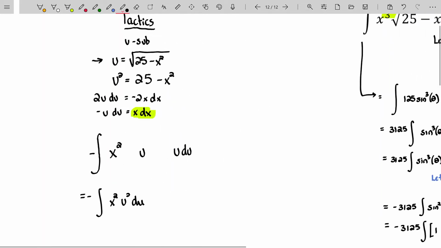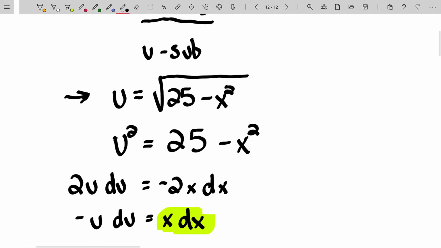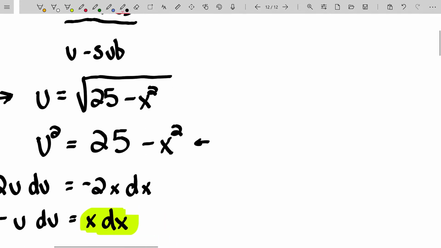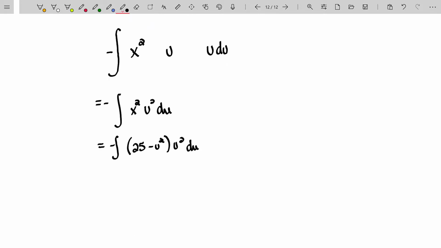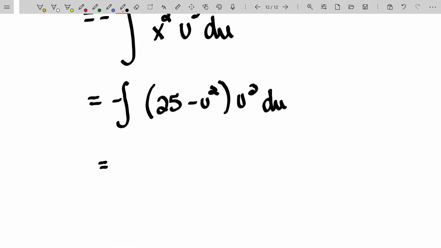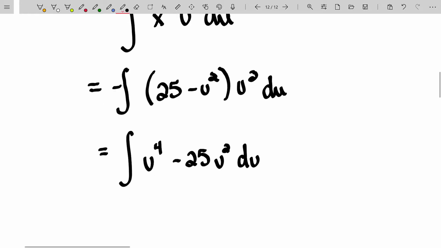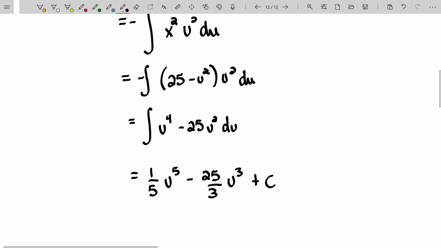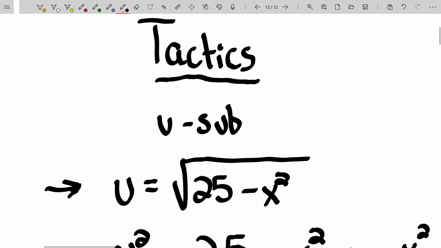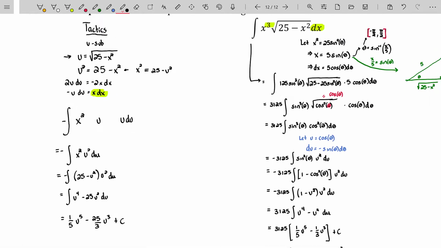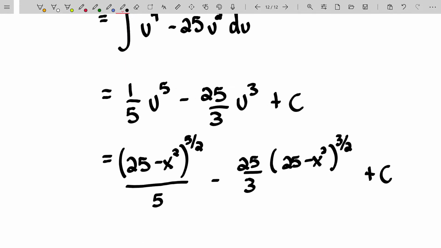And then all we need is a relationship between x and u to trade out x squared. And this is our relationship right here. x squared is the same thing as 25 minus u squared. So I'm going to make that substitution in here. I'm going to distribute that negative through and also distribute the u squared and integrate. Finally, resubstitute back in what u is equal to. u is equal to the half power of 25 minus x squared. And there we have it.